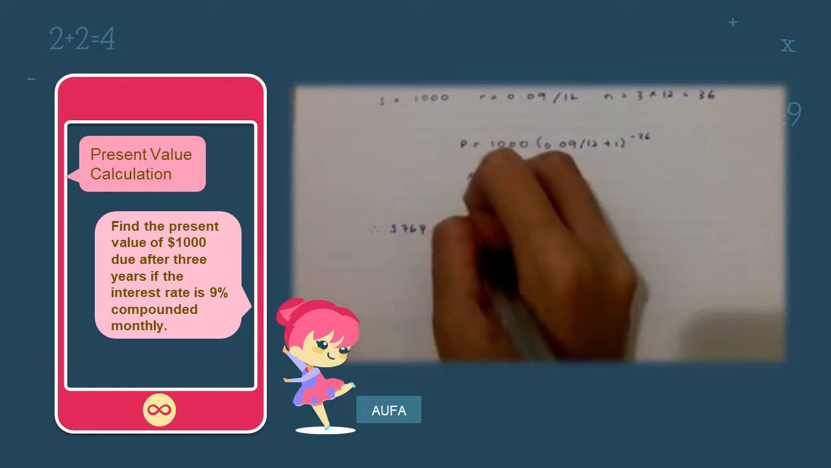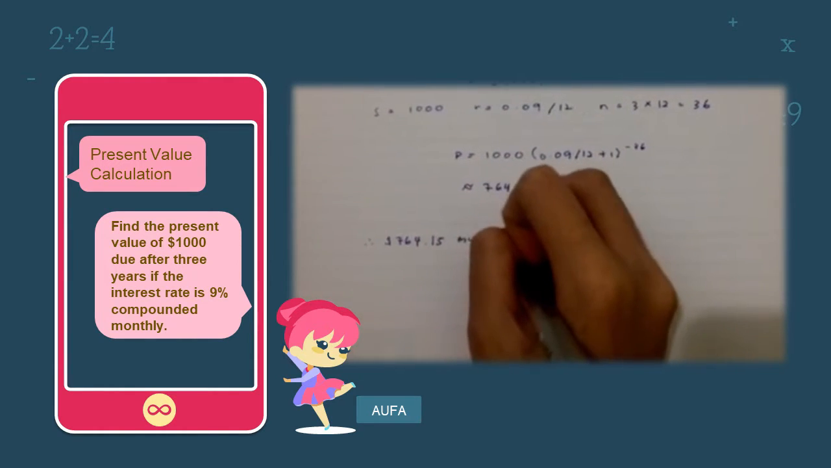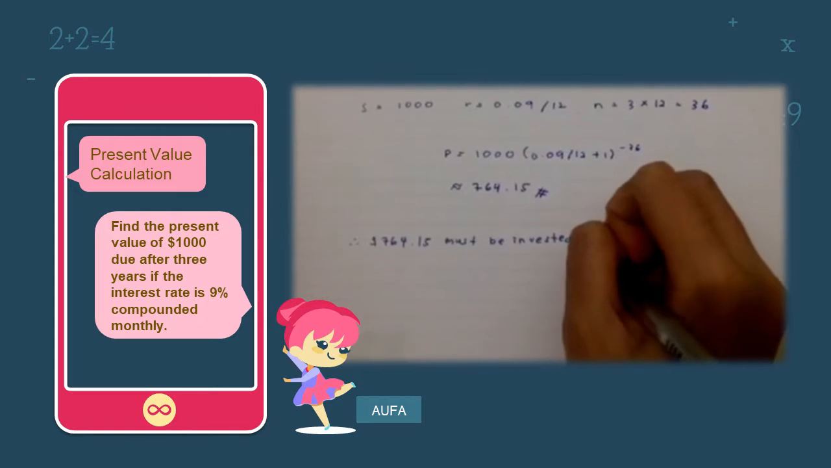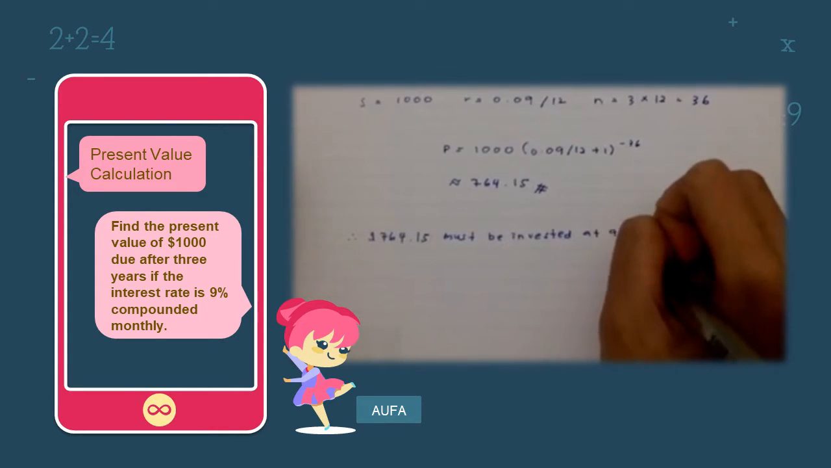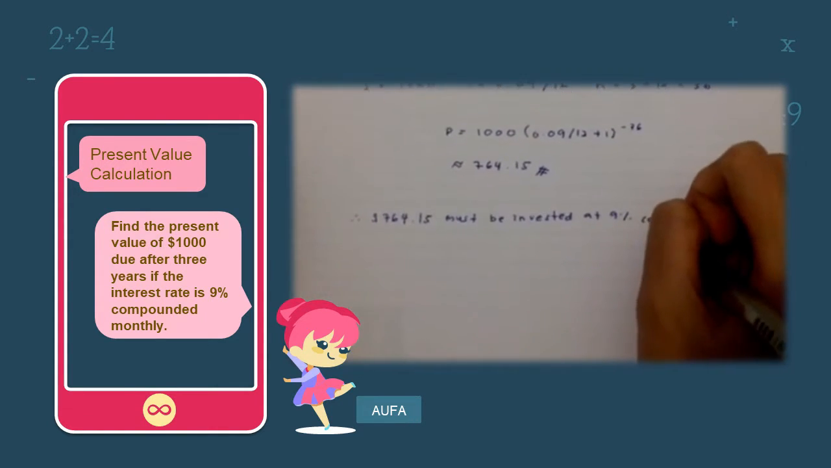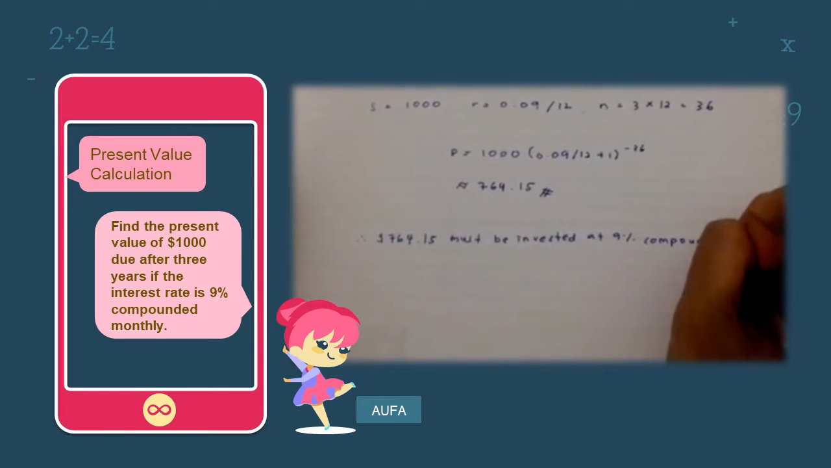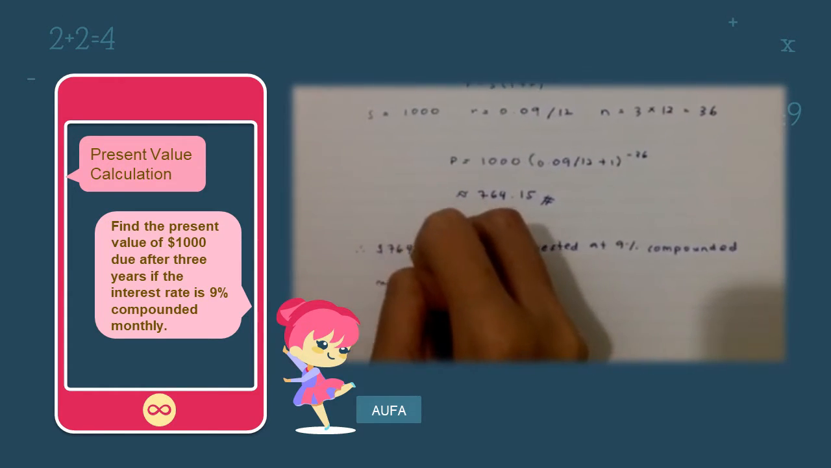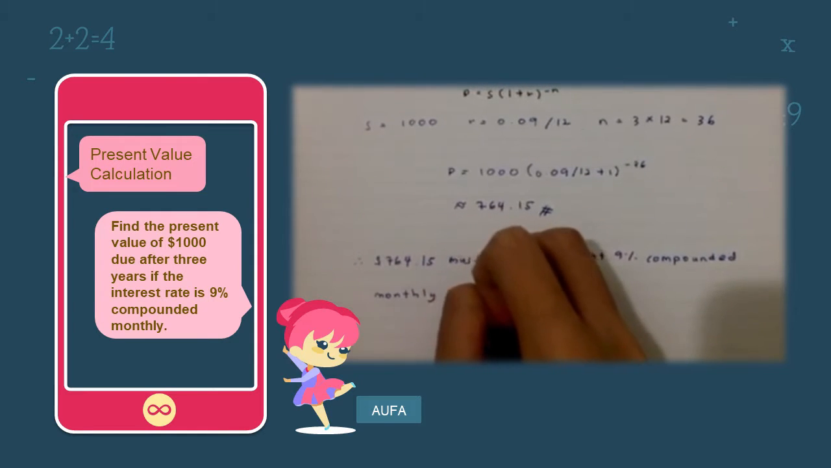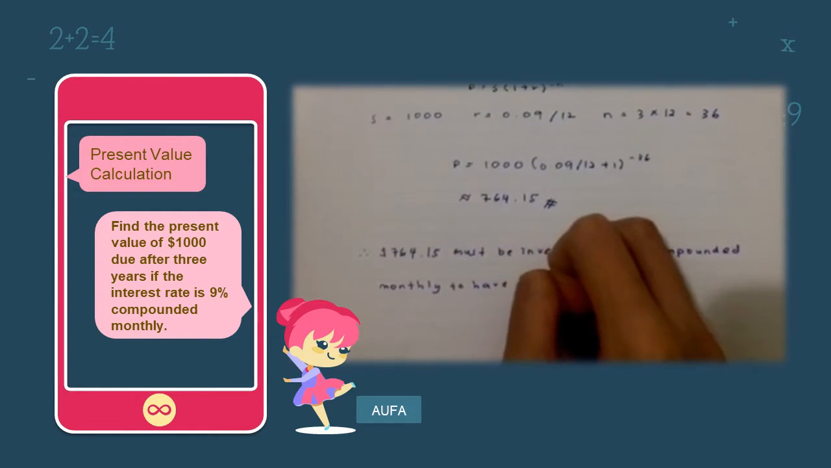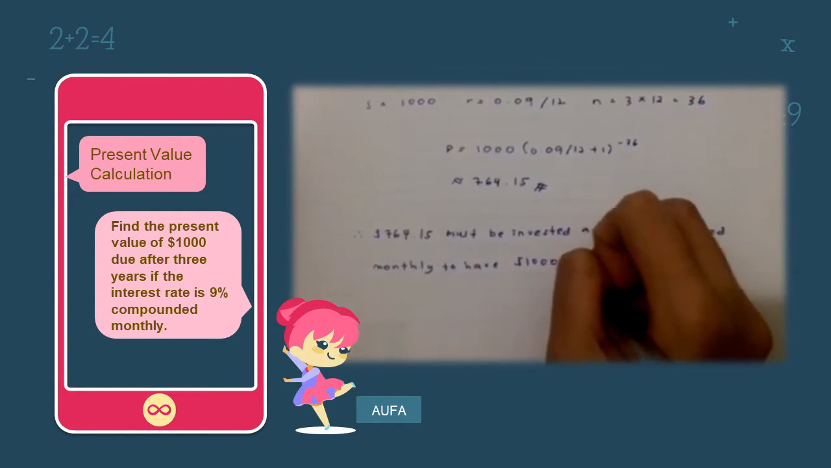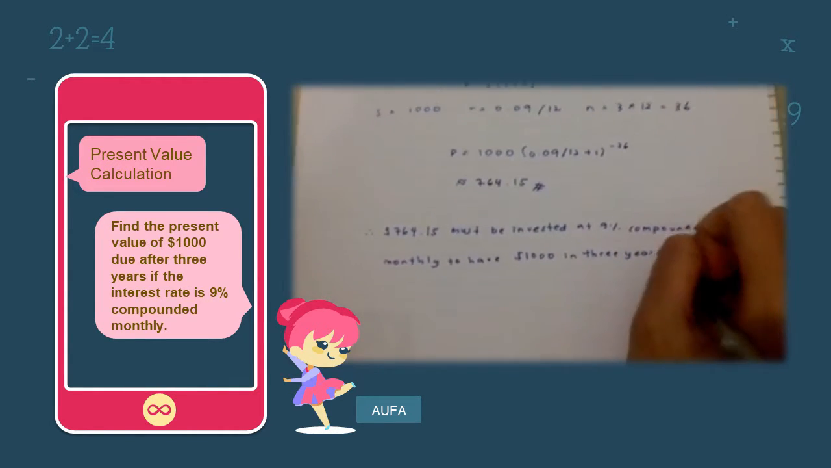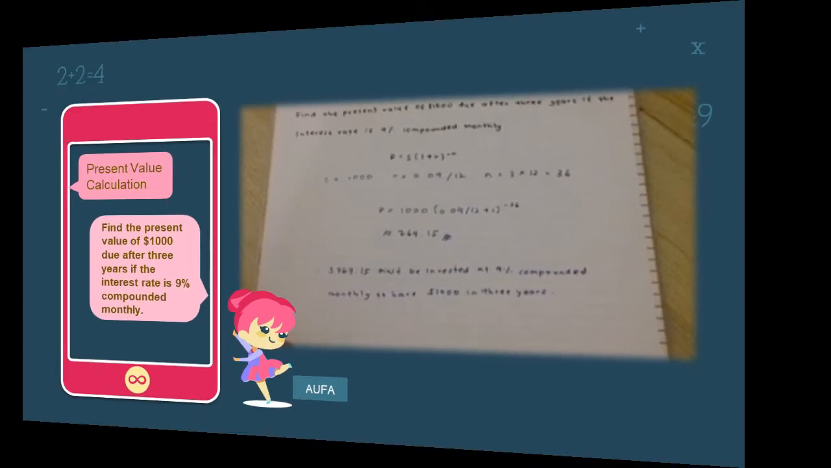So the conclusion is $764.15 must be invested at 9% compounded monthly to have $1,000 in 3 years. That's all.